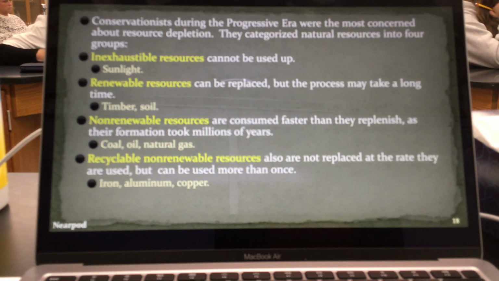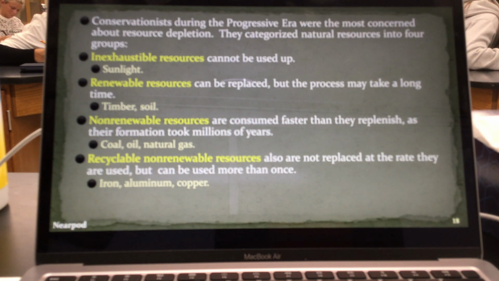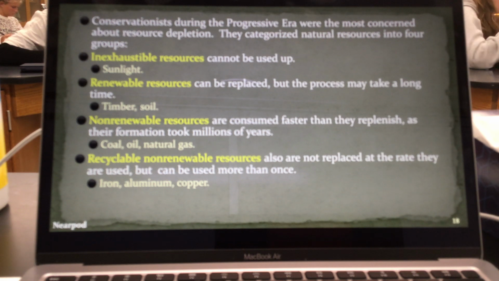I promise you. All right, so during this progressive era, conservationists are coming into play. We're still moving forward, but we want to do it at a rate that's sustainable so that our environment isn't affected too much. So the conservationists categorized resources into four different groups. One being inexhaustible resources that can't be used up. The example would be the sun. There's nothing that we're doing today necessarily that's going to make the sun disappear. It rises and it sets.